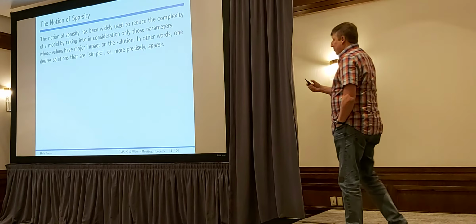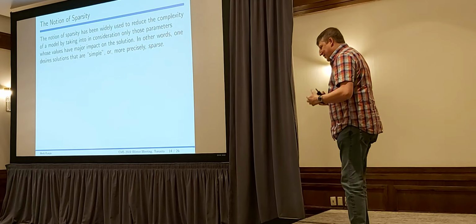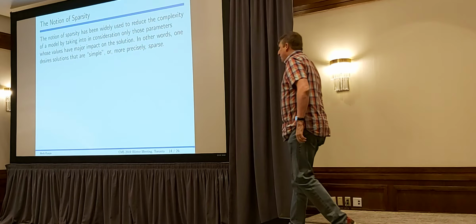Sparsity. Sparsity is a notion that's used in problems to give the simplest explanation for things. Have as many coefficients or as many parameters as possible be as close to zero as possible. This is a simple representation of the solution of the problem.